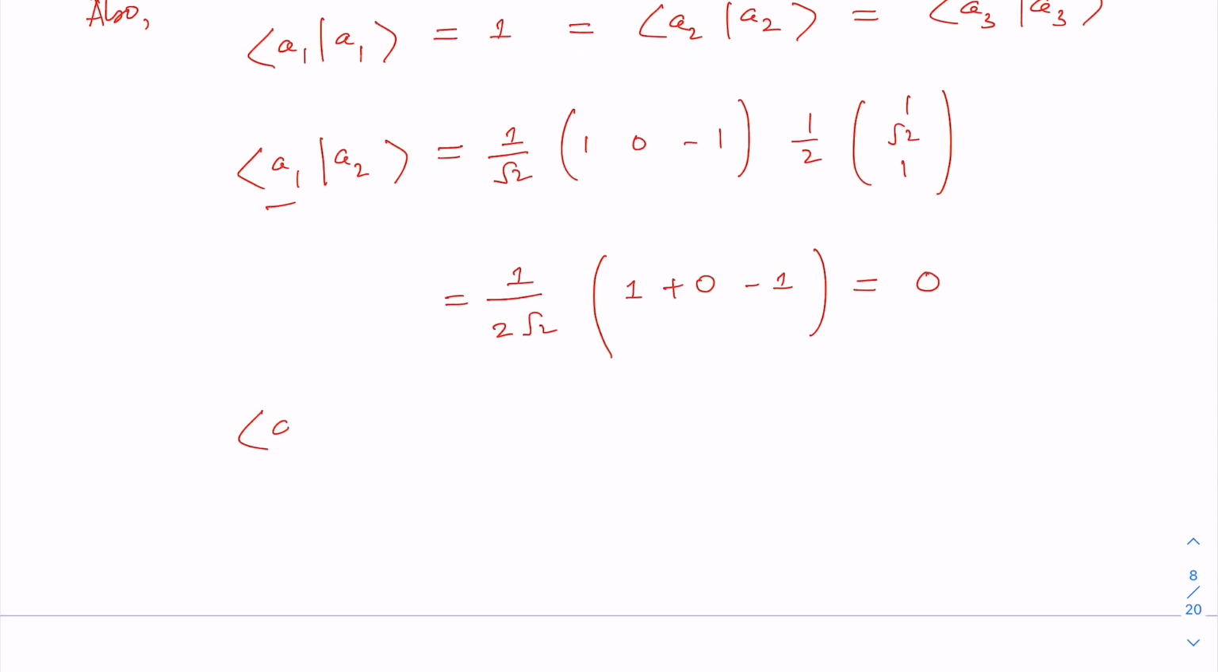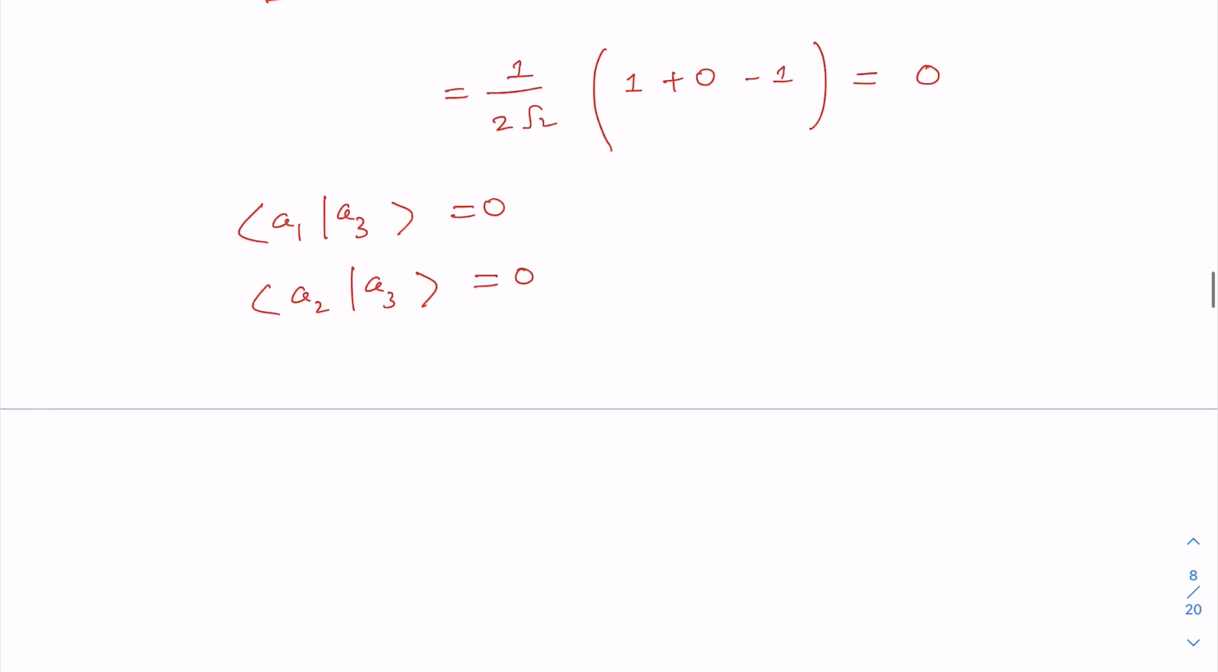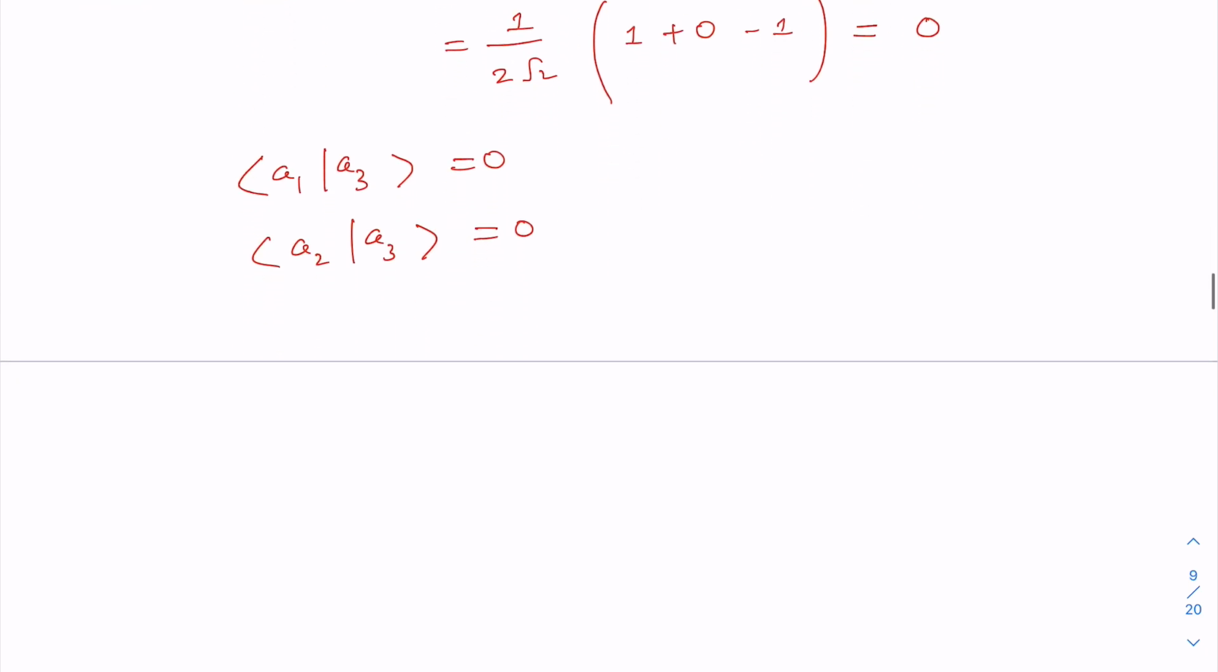So similarly, you can show a1, a3 is equal to 0, a2, a3 is equal to 0. Therefore, you see, they form an orthonormal basis as well. Same is the case for the Bs, B1, B2, B3.